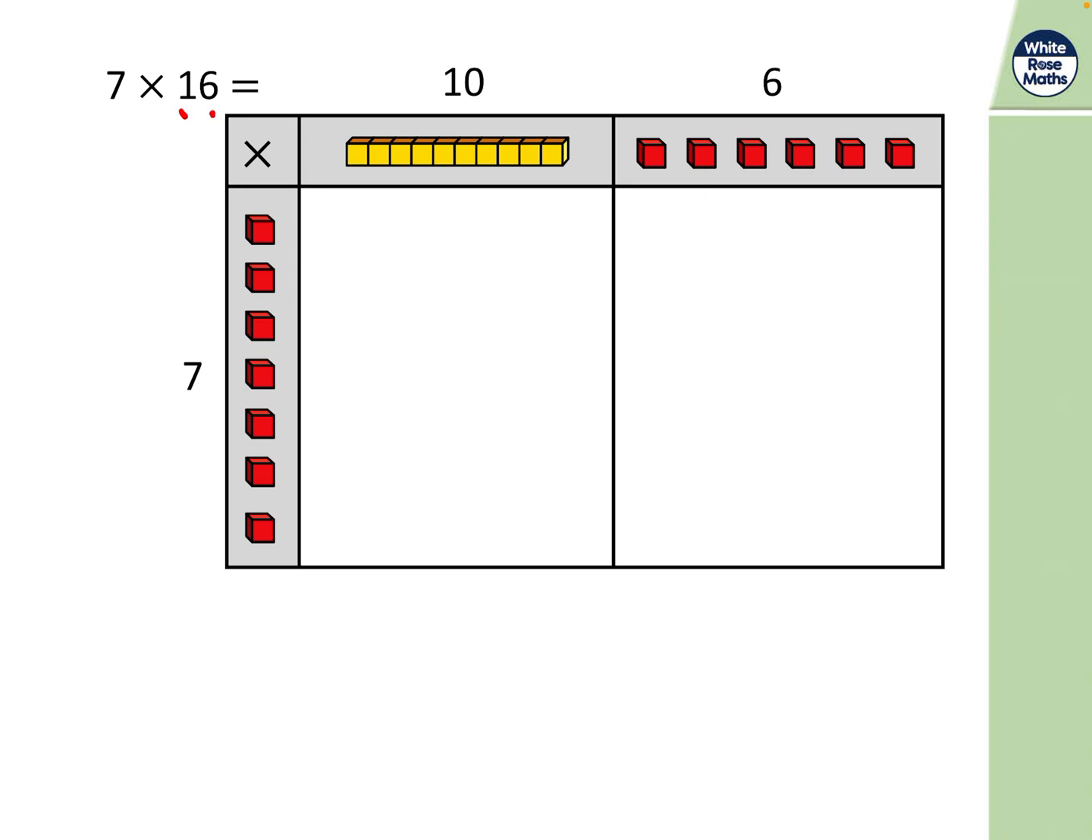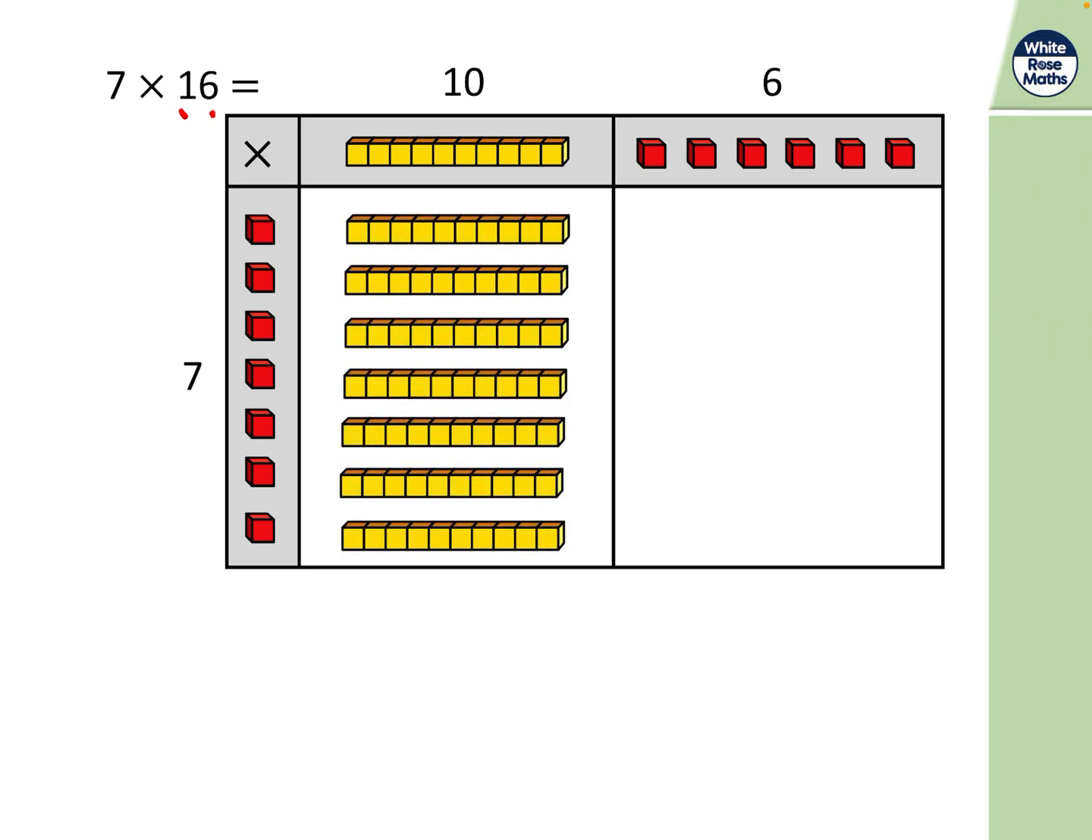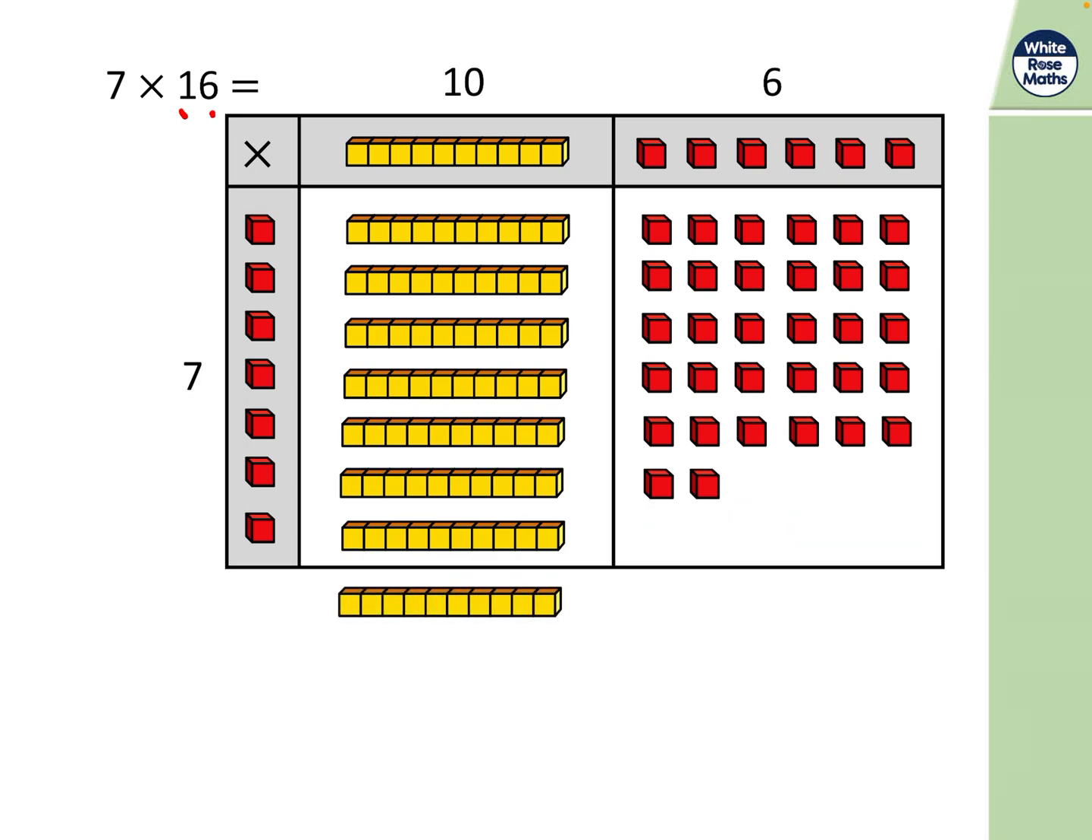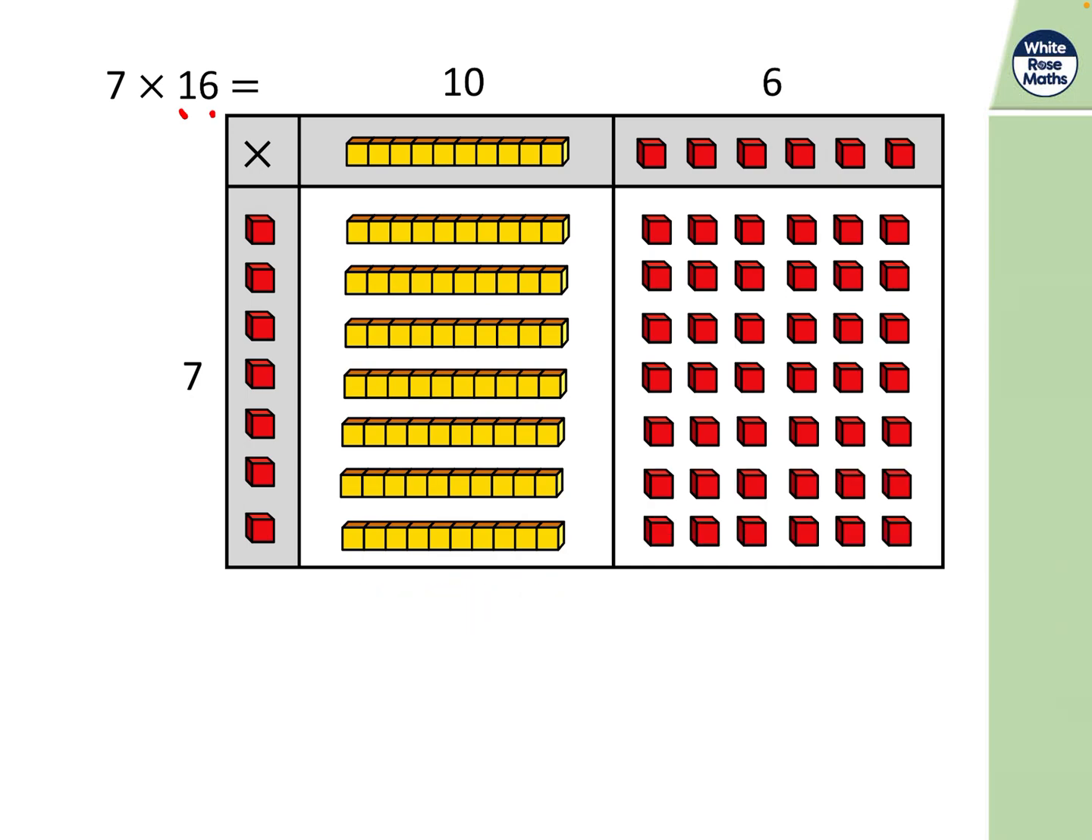So have a think about what are we going to do first. Of course, we're going to get 7 lots of 10 and put that down. And then we're going to get 6 lots of 7, 7 lots of 6. There we go. And here we go. Well done. If you do 7 lots of 10, it's of course 70. And what's 7 lots of 6? Well, 6 sixes are 36, so we can add 6 on and we get 42.